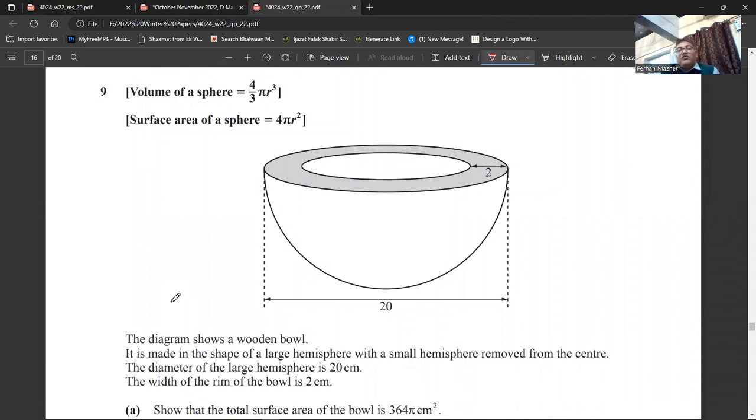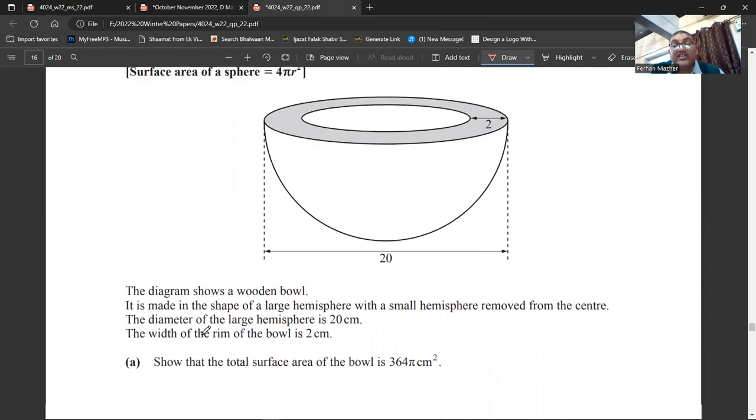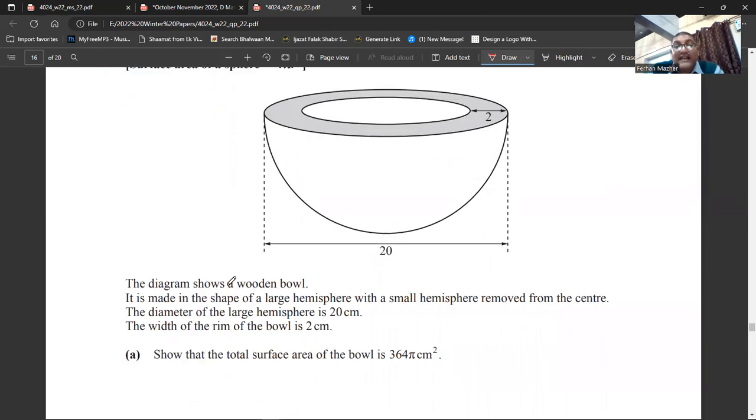Volume of a sphere equals 4 by 3 pi r cubed. Surface area of a sphere is 4 pi r squared. The diagram shows a wooden bowl made in the shape of a large hemisphere with a small hemisphere removed from the center. The diameter of the large hemisphere is 20 centimeters. The width of the rim of the bowl is 2 centimeters. Show that the total surface area of the bowl is 264 pi centimeters squared.